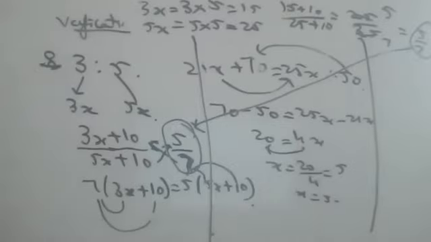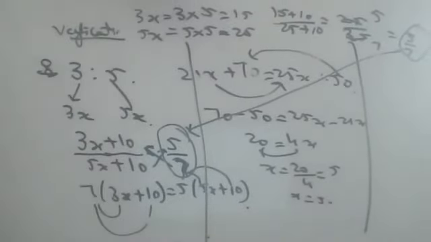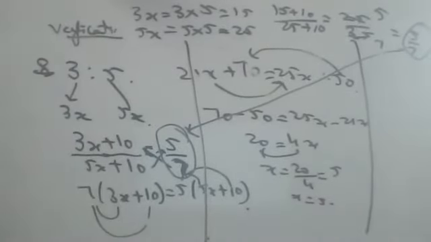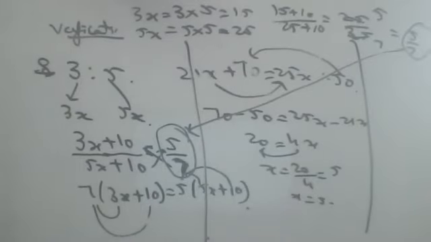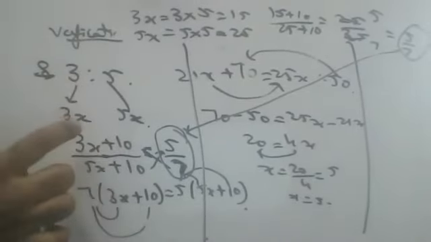Okay. Ninth sum, all of you. If you have any doubts, you can ask me. Yeah, children, if you have any doubt, you can ask me softly, slowly. Don't shout. 3:5 means always 3 by 5. Remember.